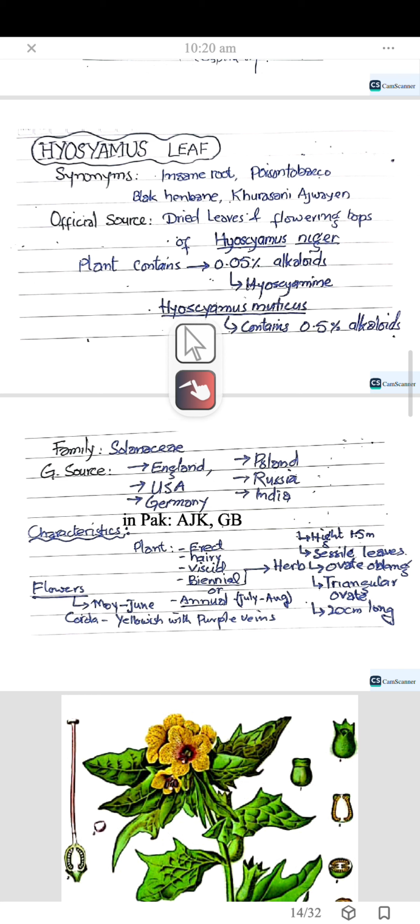Another plant which is an allied plant for this plant has the botanical name Hyoscyamus muticus, which contains 0.5% of alkaloidal content.